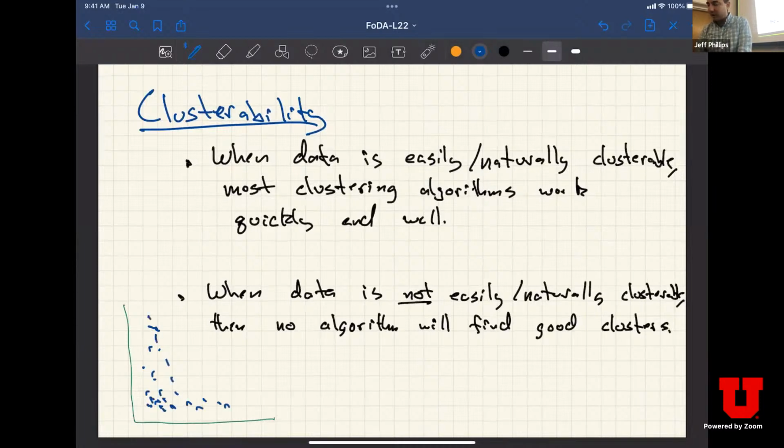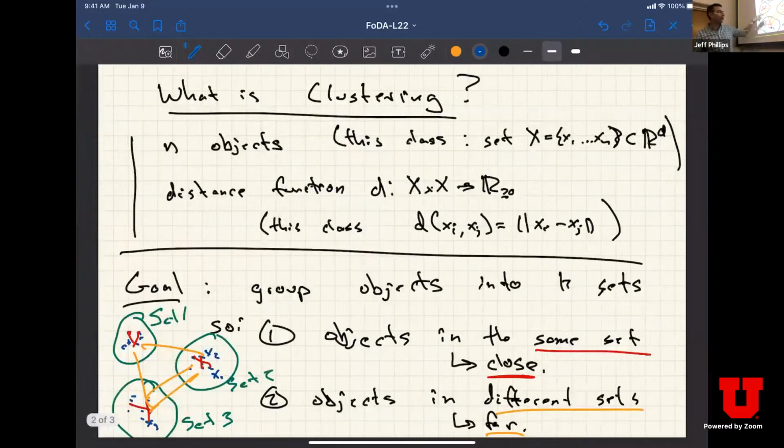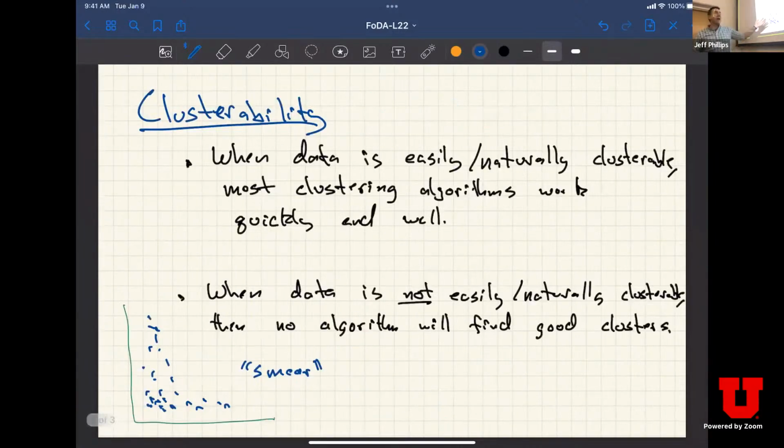I would call this a smear of points, where it's dense here, and they dissipate in density as you get further away from something. And they run clustering on this data set. And look, there aren't well-defined clusters here like there were in this picture here. There might not be well-defined clusters in your data.